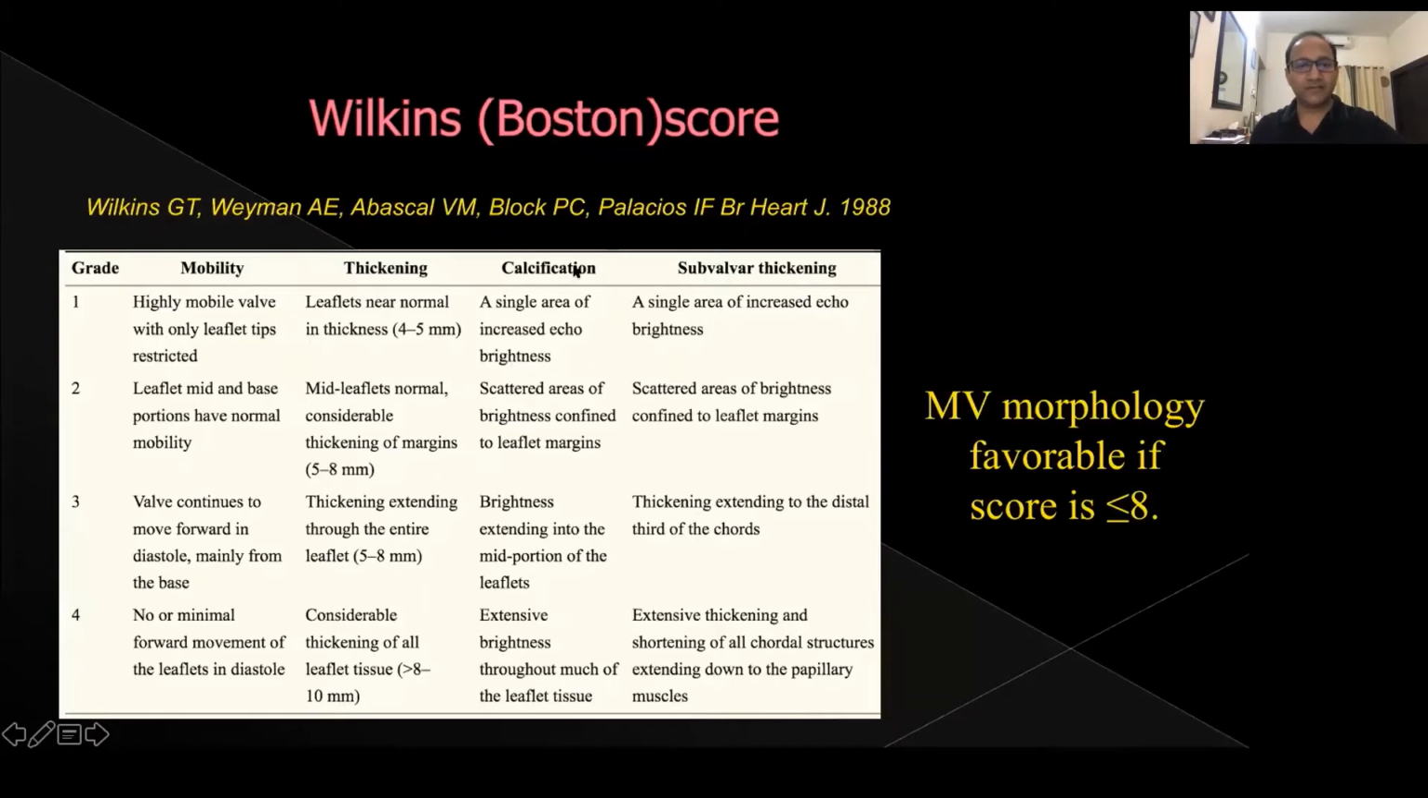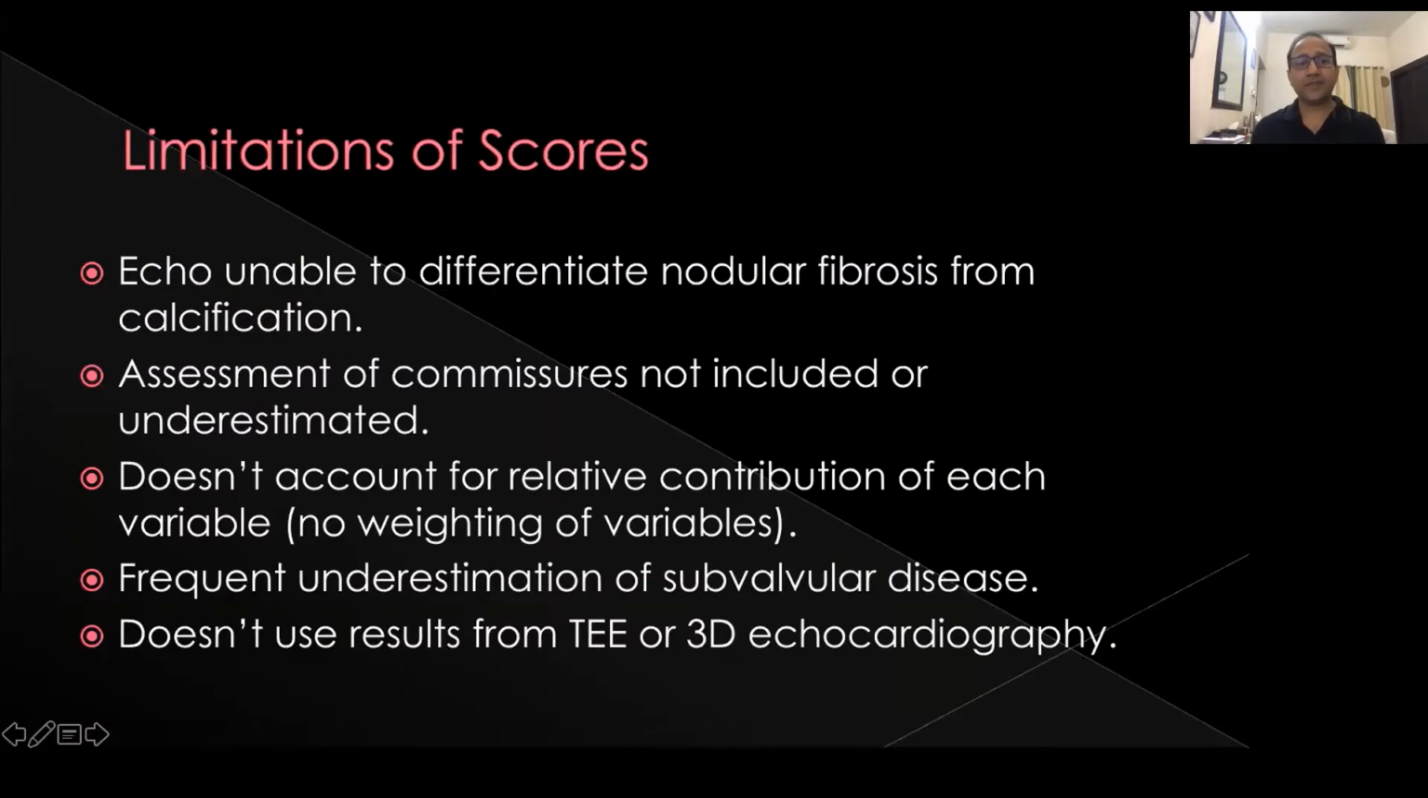Even the calcification, if you look, is not really speaking specifically about commissures, but more about the leaflet calcification and what portion of the leaflet is involved and how much, the extensiveness of it, and the thickening in millimeters, which we all know is very difficult to measure. So you can see that there is a lot of observer variability whenever you are using these scores. So there are limitations: echo is unable to differentiate nodular fibrosis from calcification.